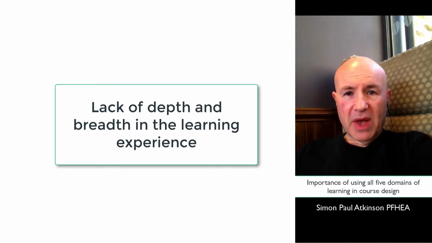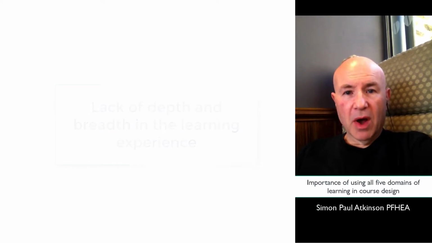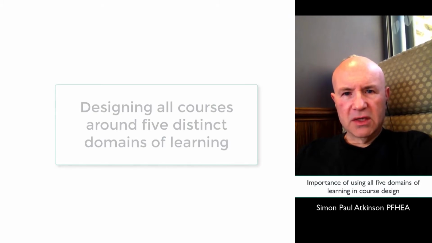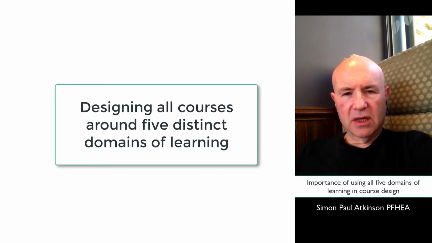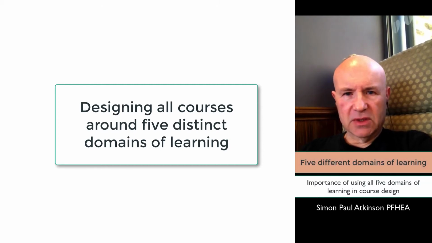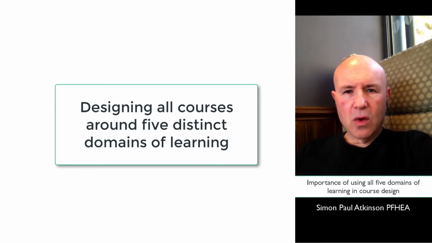But I think the best way to design modules and programs is to embark on a process of identifying how a particular course of study can reflect 5 different domains of learning, and to hold these 5 in mind as you go through the design process. And I would argue that all 5 domains have a place in every single module and every single program to a greater or lesser extent.